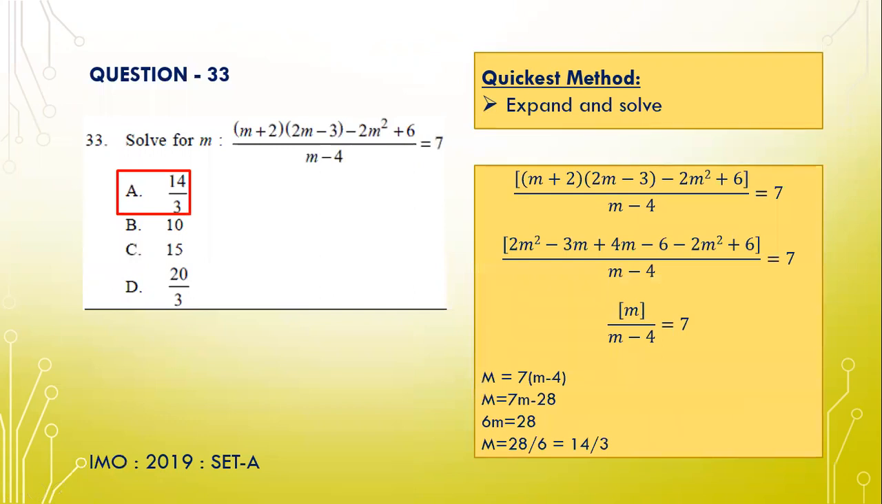Solve for m. (m plus 2)(2m minus 3) minus (2m square plus 6) whole upon (m minus 4) is equal to 7. So quickly expand and solve. So (m plus 2)(2m minus 3).